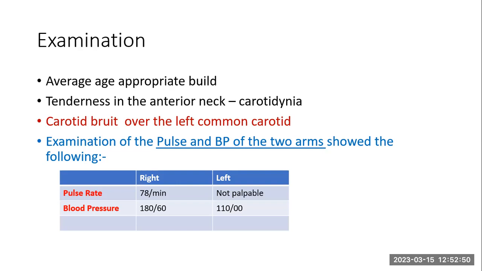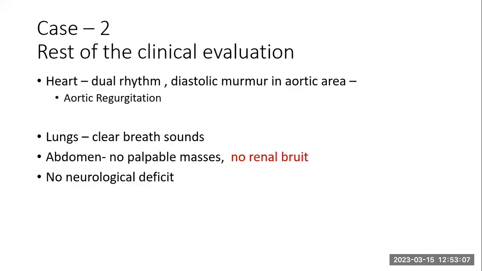Same with blood pressure. On the left side, I could not get the diastolic blood pressure. And on the right side, she had a wide pulse pressure, 180 by 60. The systolic blood pressure difference in both arms was 70 millimeters of mercury in this case. Rest of the clinical evaluation, heart was in dual rhythm. She had a diastolic murmur on the left sternal edge, not the aortic area, aortic regurgitation-like features. Lungs were clear. Abdomen, there were no palpable masses.